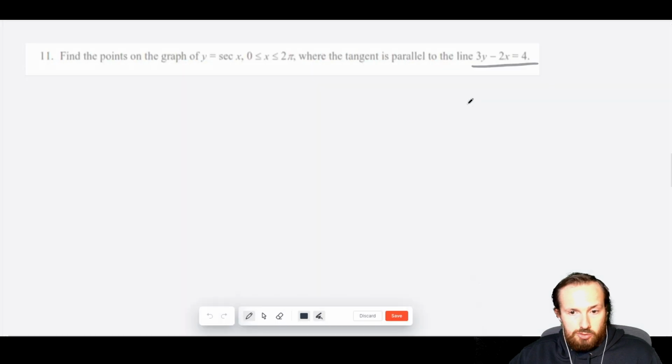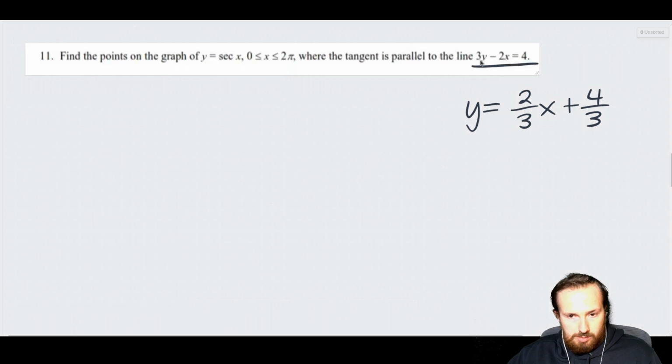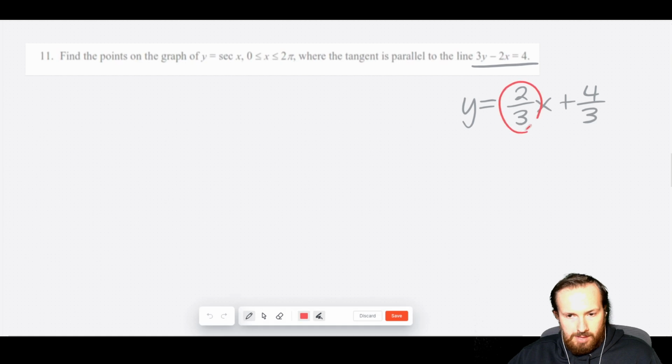If we just algebraically manipulate this so that it is in slope-intercept form, hopefully it makes sense that this would be y equals 2/3 x plus 4/3. So we basically add 2x to both sides and divide by 3. Now this is in slope-intercept form, and we can tell that the slope is 2/3.